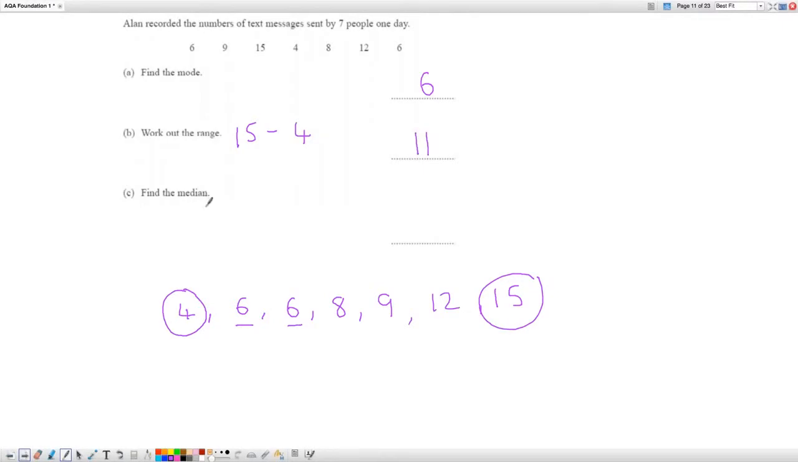We then need to find the median. The median is the number in the middle when the numbers are in order. So we can find the middle number by crossing off our smallest and our biggest, our next smallest, our next biggest, our next smallest, our next biggest. And we can see here that 8 is in the middle. Therefore 8 is our median.